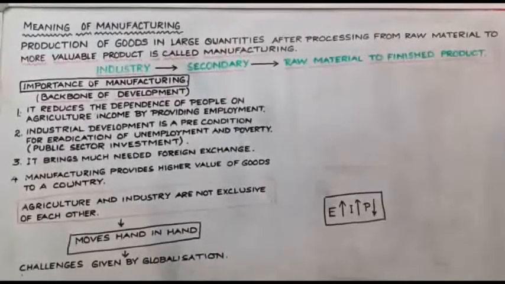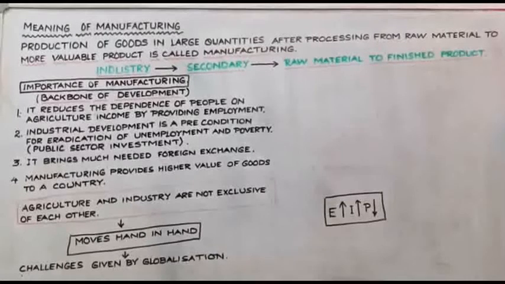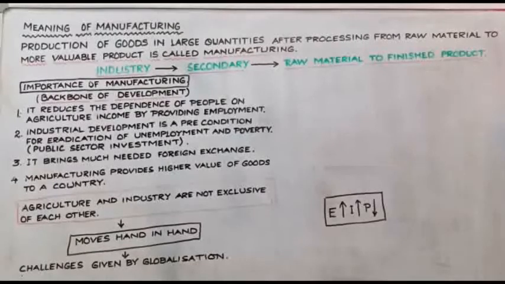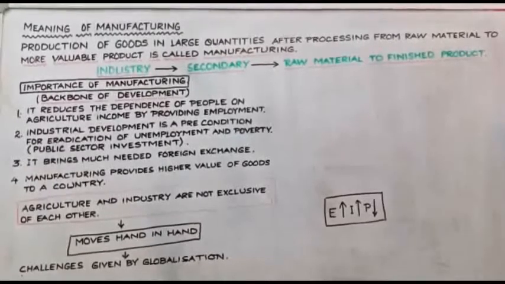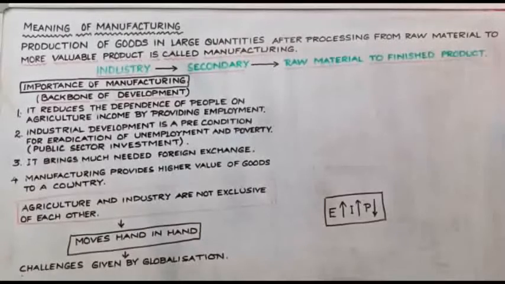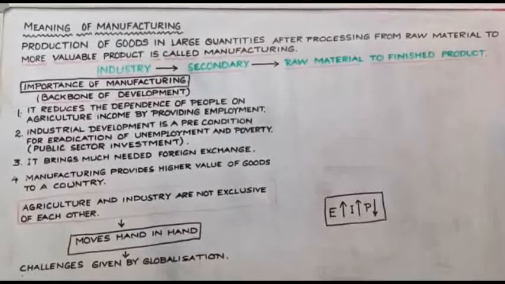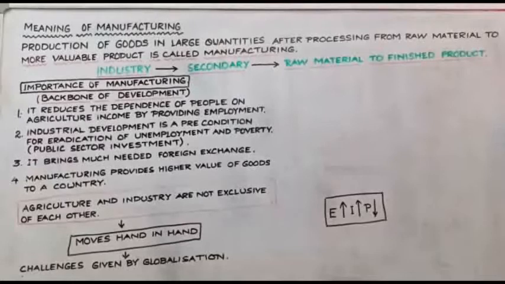Industry is the secondary component or sector of an economy. You know about primary, secondary and tertiary sector. So here it is the secondary sector. Primary sector is the sector of agriculture, secondary sector is your manufacturing sector. So this manufacturing happens in industry and it is a secondary sector of an economy. And in this sector, what happens? The raw material is transformed into finished goods.